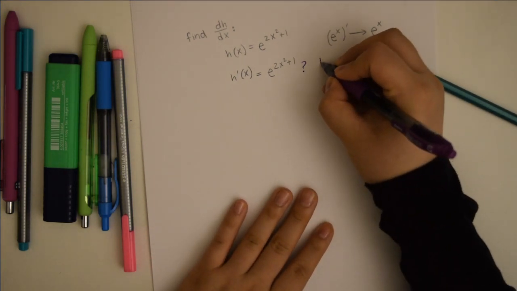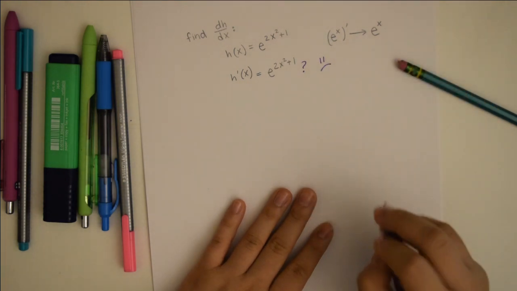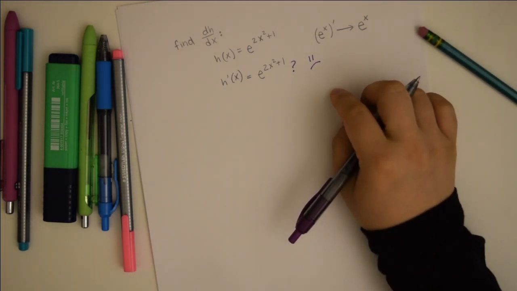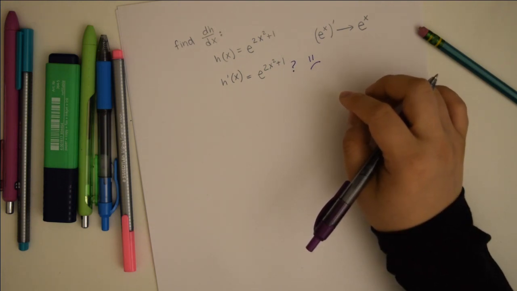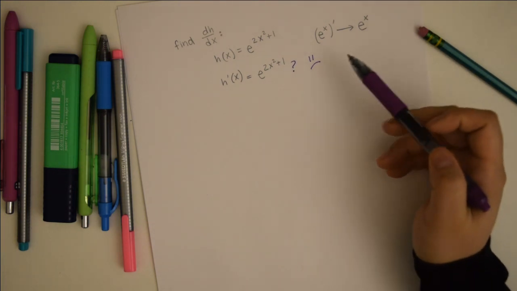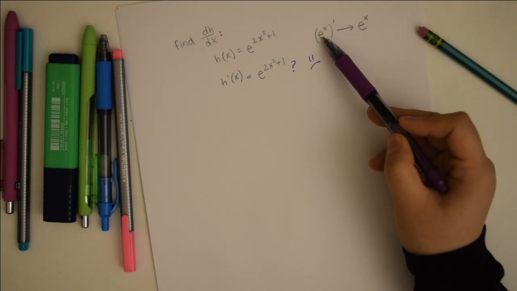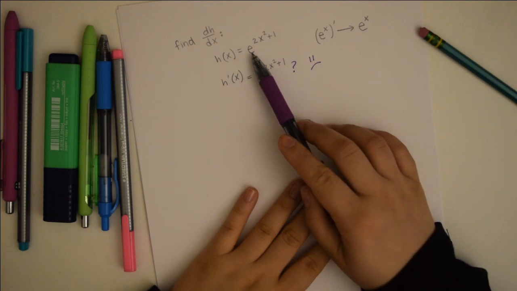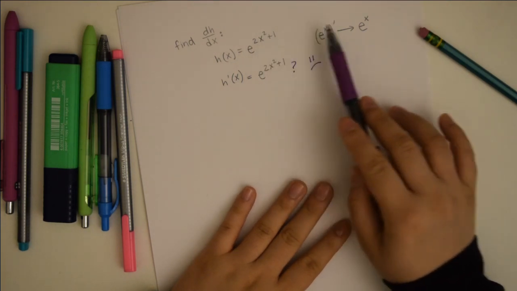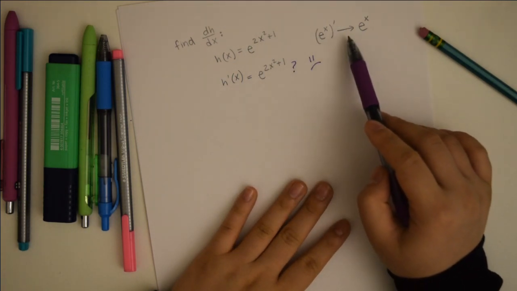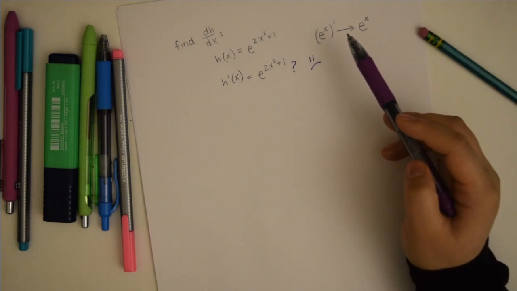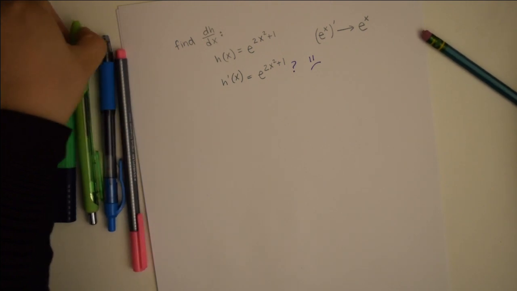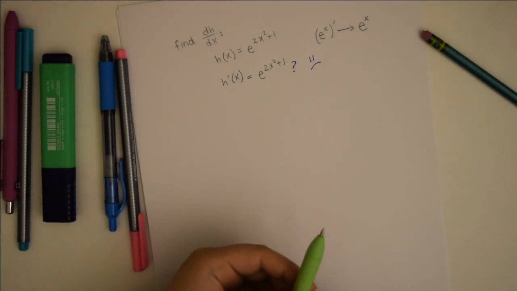Not quite. Not quite, right? Well, what do we do then? The derivative of e to the x is e to the x. That is true. But that doesn't mean that for e to the something else, the derivative is e to the that. This is an example of the chain rule. So, let's review what the chain rule is.